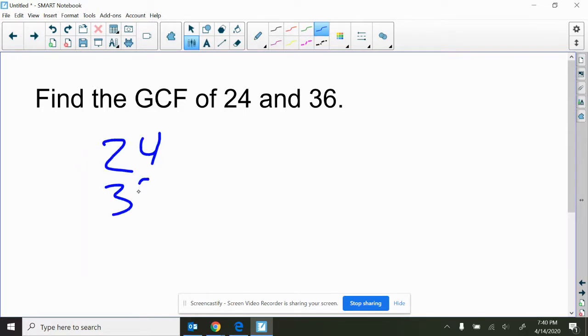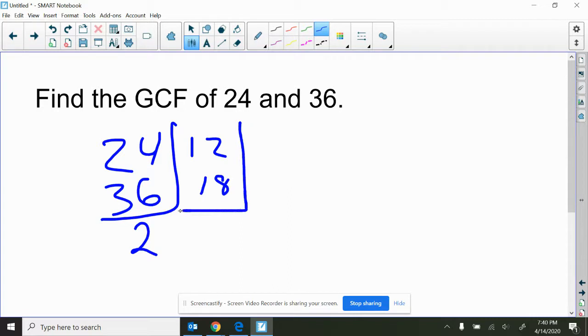and 36. Well, I know 2 goes into both of those numbers, so that gives me a 12 and an 18. Let's see. It's always easiest to divide by 2, so I'll divide by 2 again. That gives me 6 and 9.